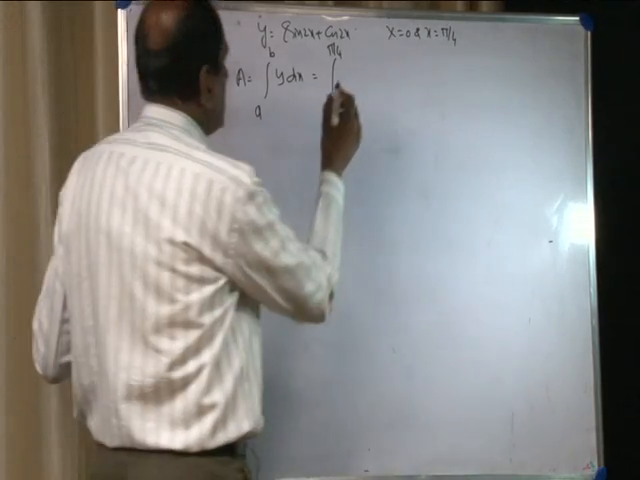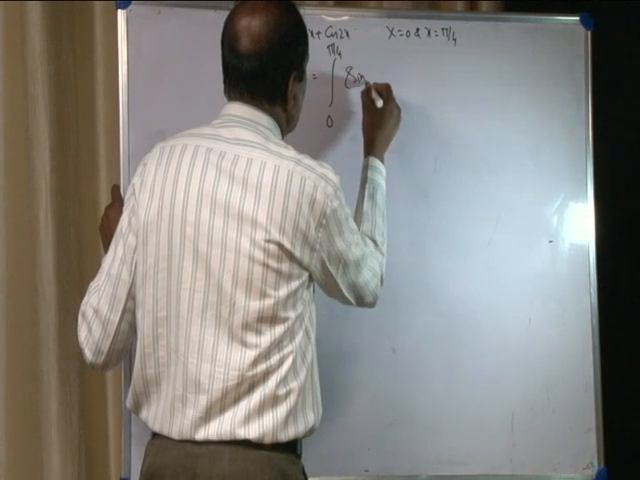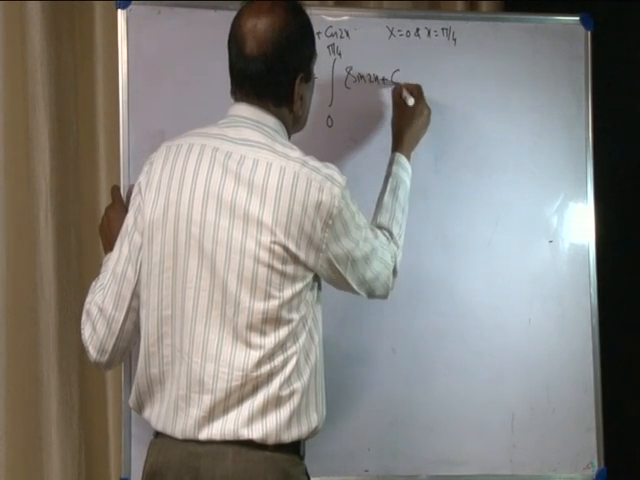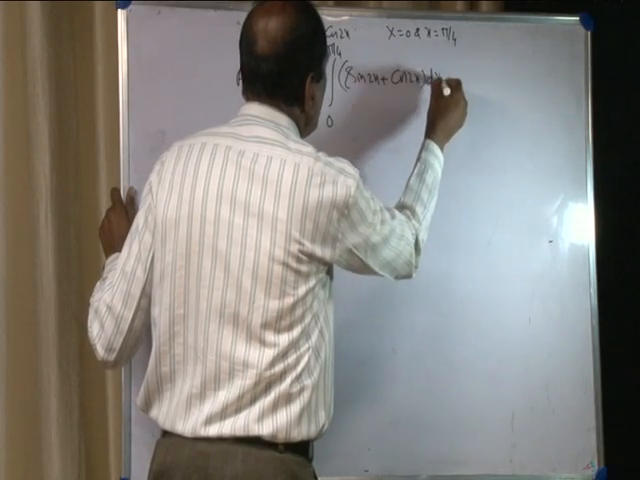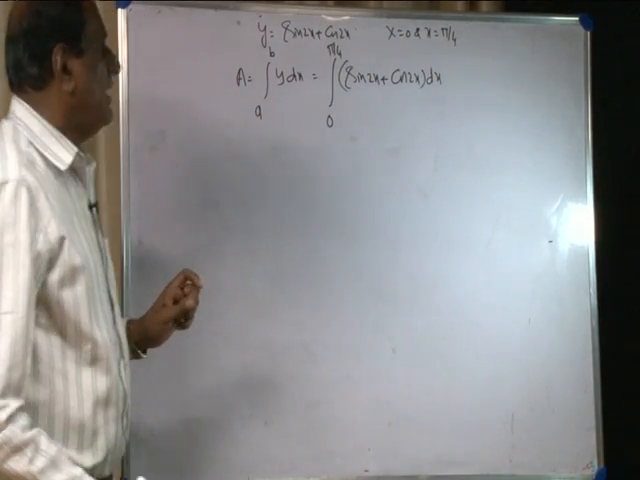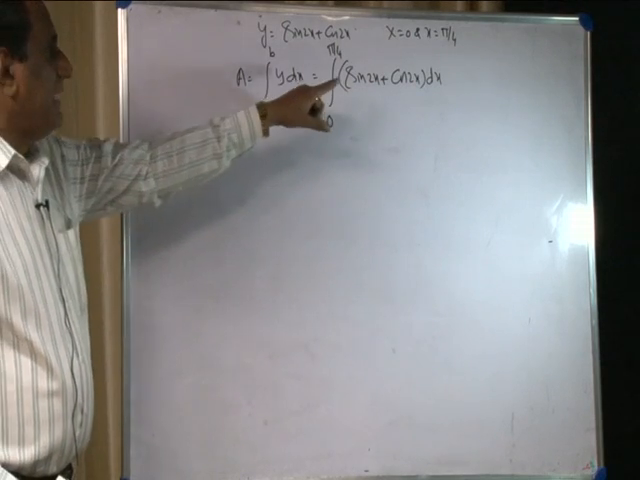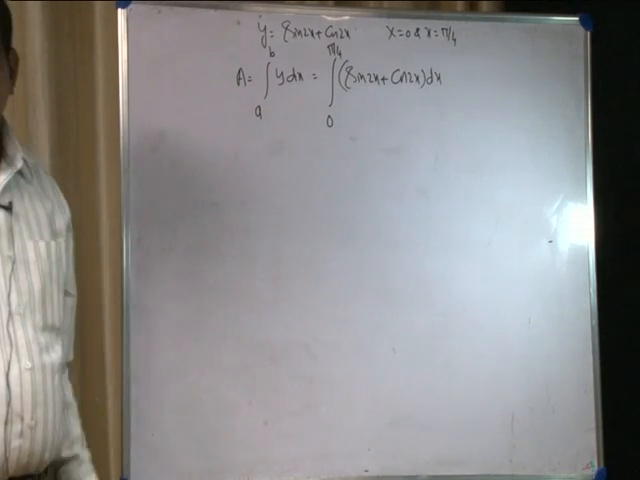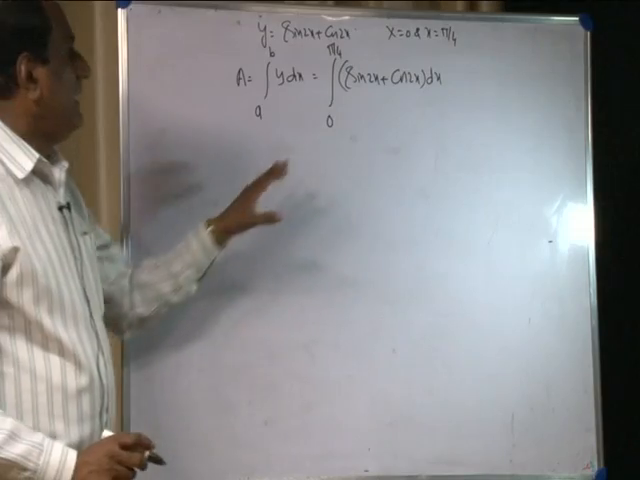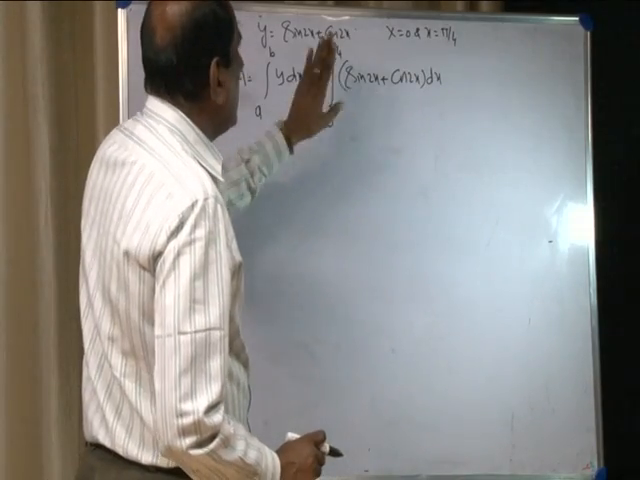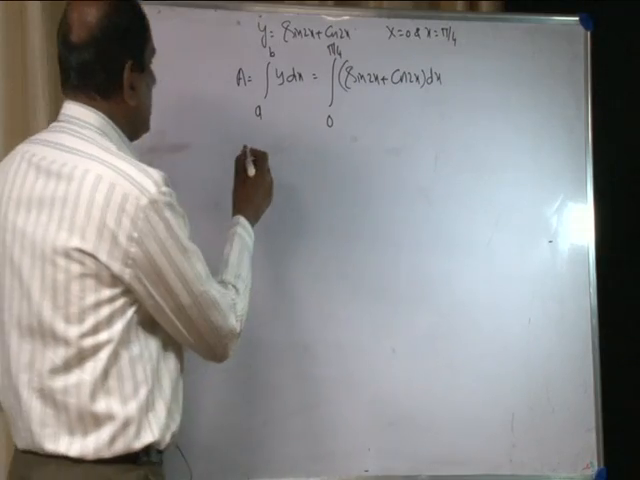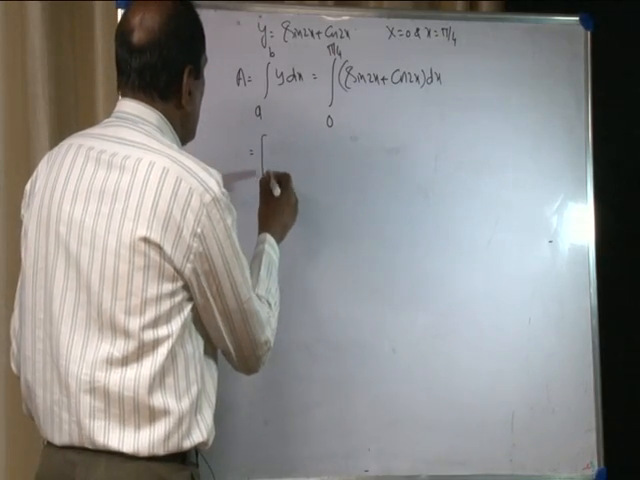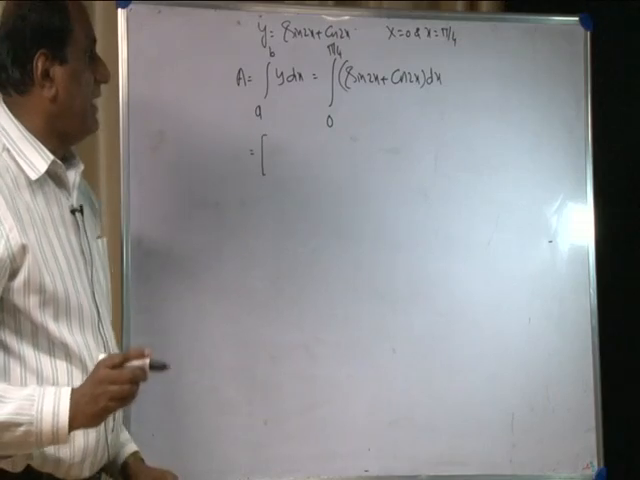y dx means sin 2x plus cos 2x dx. Now, integrate term by term. There are two terms in the integrand. Integrate term by term and apply the upper limit and lower limit. So, what is the integral of sin 2x?